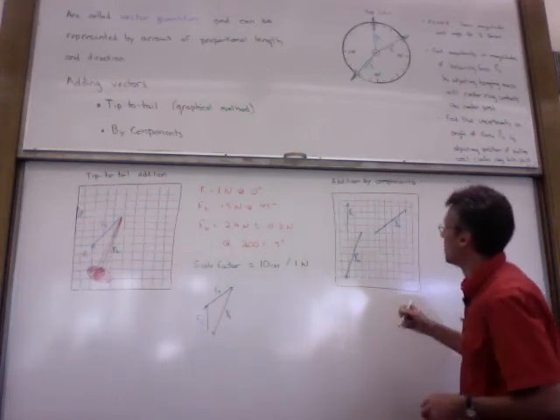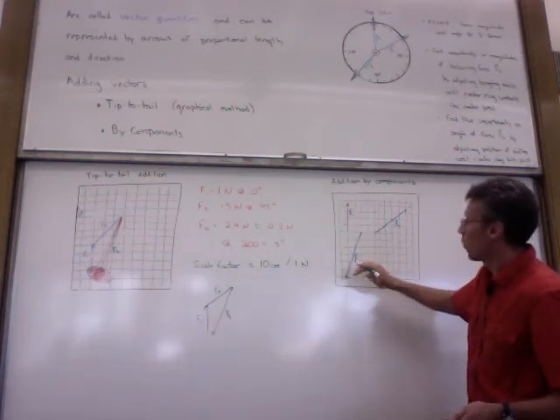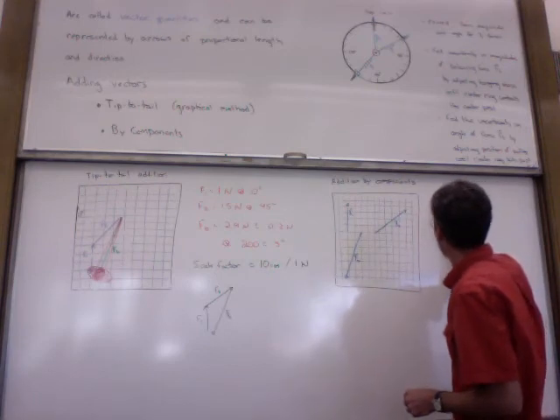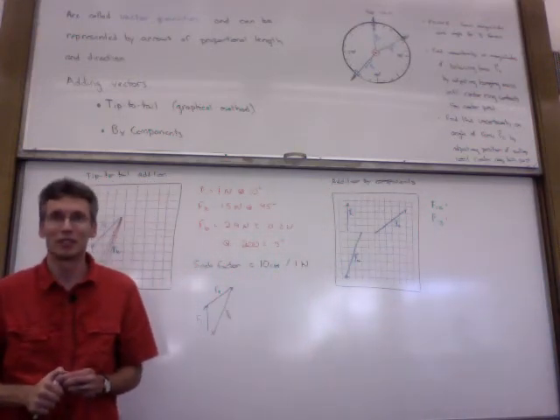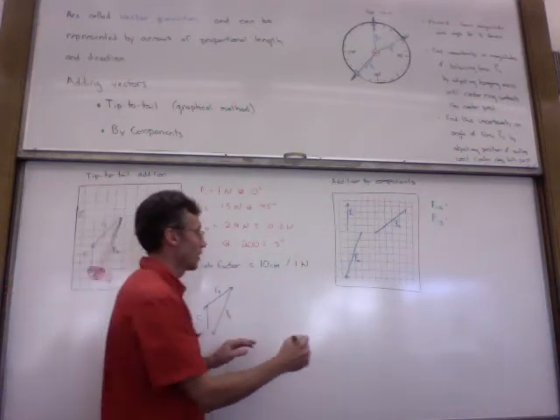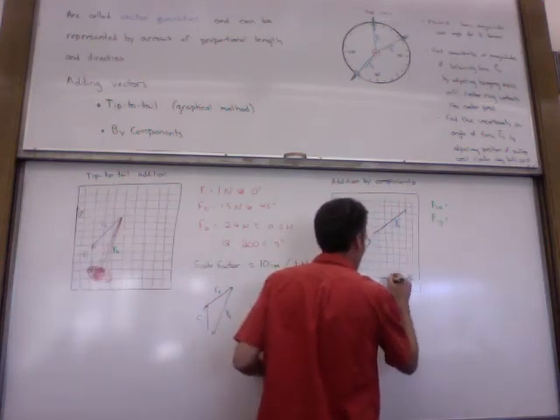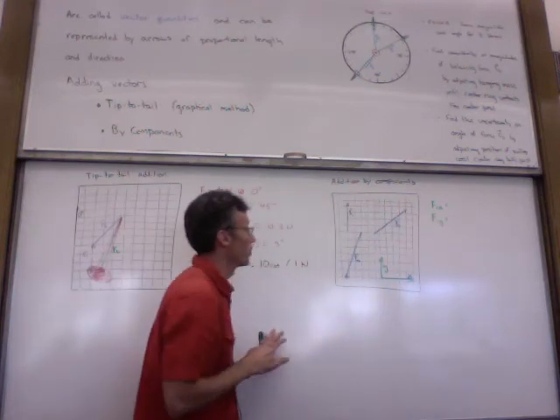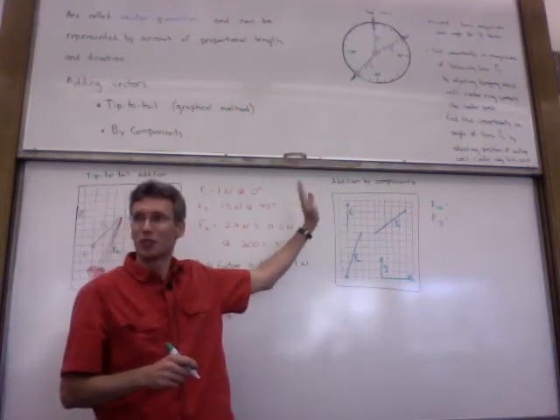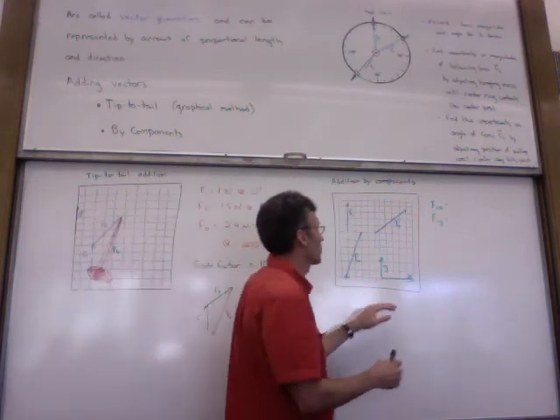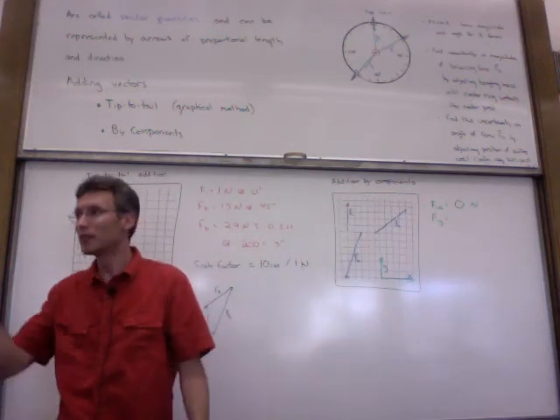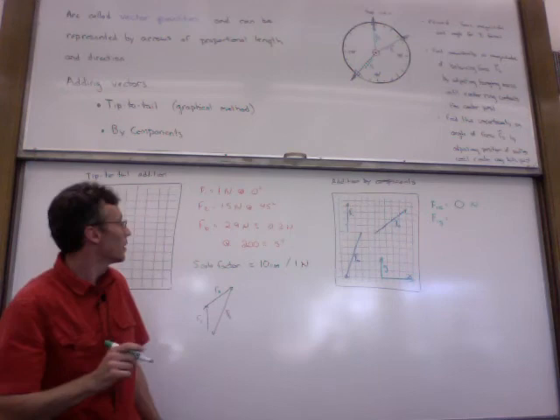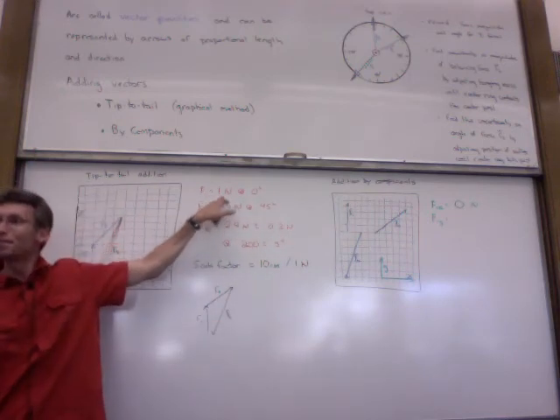Okay, so for vector 1, we want to find the x and y components of it. Well, what is the x component of vector 1? 0. It's 0. So I should put on this graph my axes so I know them. By definition, vector 1 was at 0 degrees. It was pointing straight up, so its x component is 0. And then what is its y component? I expect it to be 1 Newton.